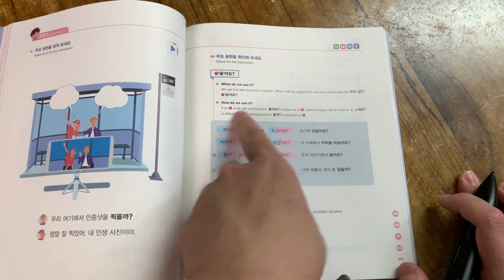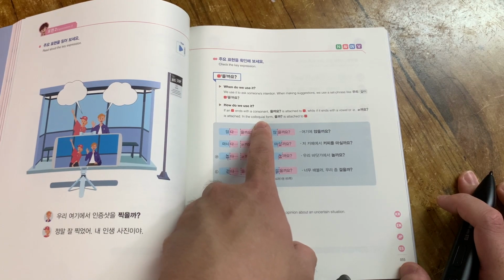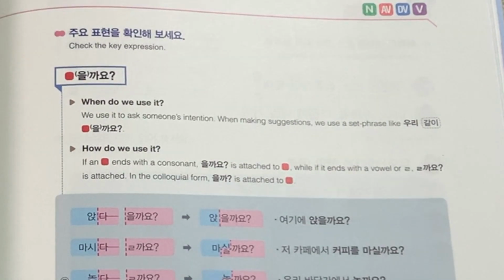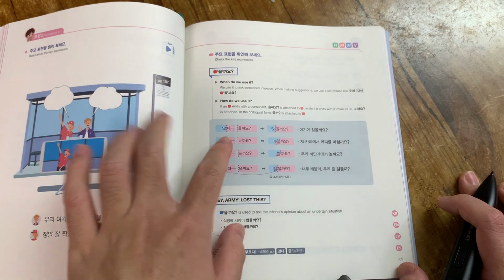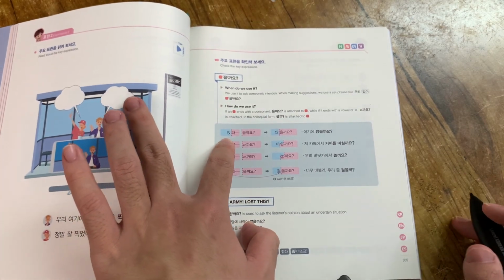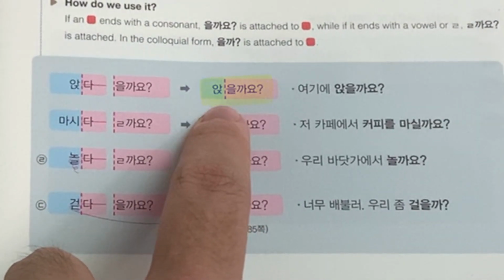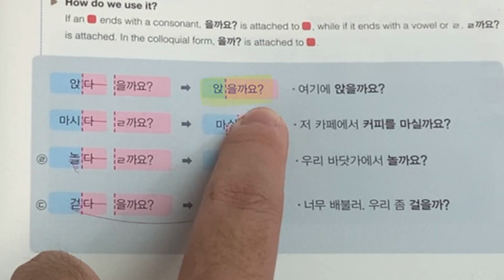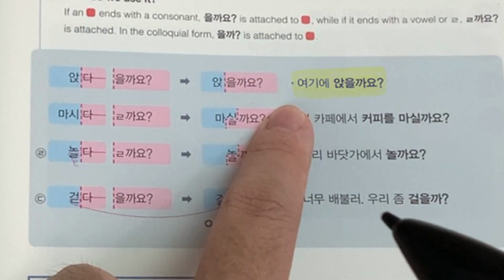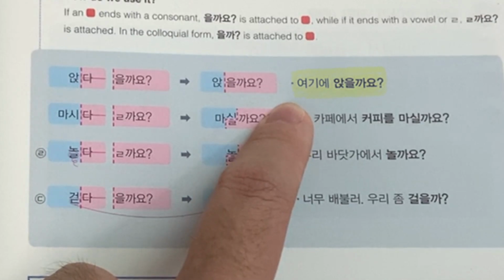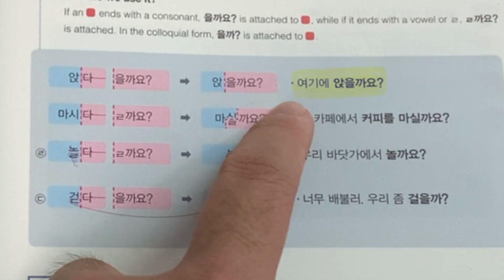So this is only written form, and in colloquial form, we just use 을까, the casual way. You drop the yo's. So heading into the examples, we have 앉다. So to sit. So together it says 앉을까요? Shall we sit? 여기에 앉을까요? Over here, should we sit?